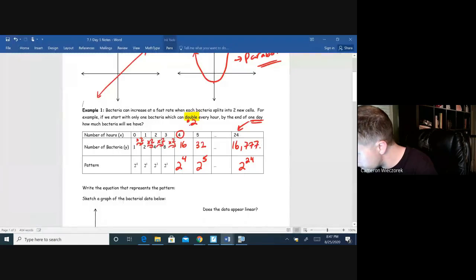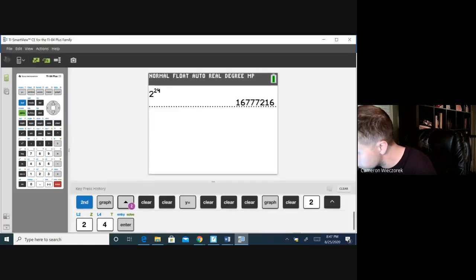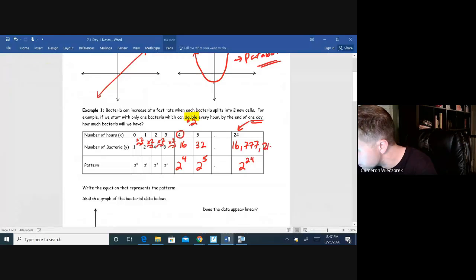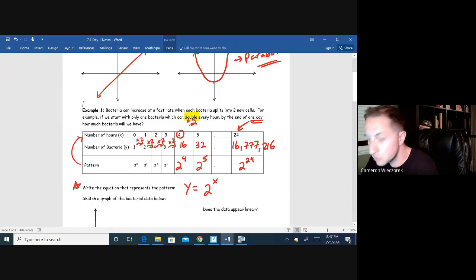So just like the paper folding to get to the moon, it doesn't take very long for things to grow very quickly if you're dealing with an exponential function. Okay? The next thing it wants to know is to write the equation that represents the pattern. Well, as we noticed in the table, we're picking up an extra copy of 2 for every extra hour. So my equation would be y equals 2, and the exponent always matched the number of hours that I had. So my equation would be y equals 2 to the power of x.